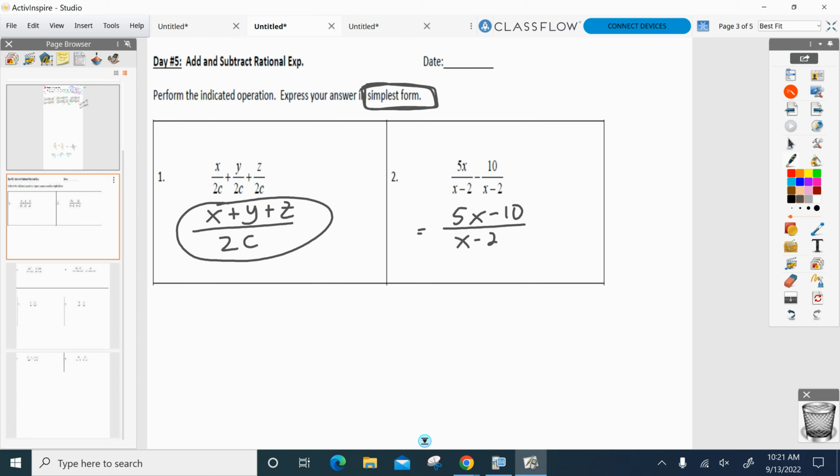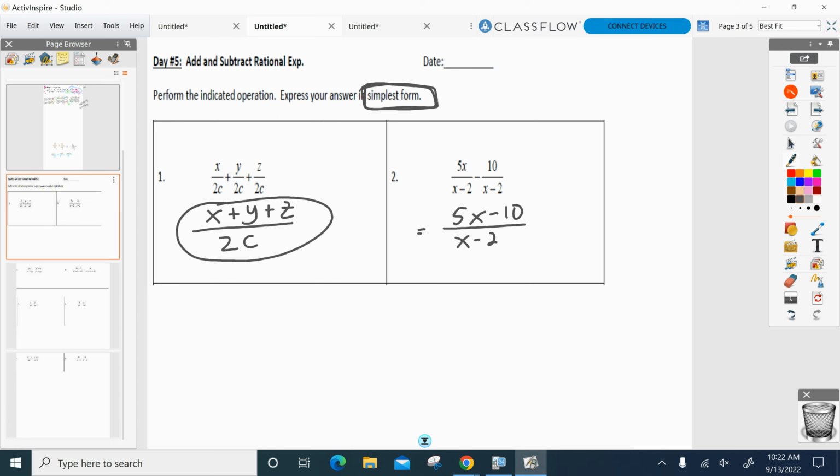Keep going. You wouldn't leave this for me last week. This is not reduced. What can I do? Okay, first thing, if anybody's going to tell me to cross out the 10 and the 2 again, get out of here. If you're going to tell me to cross off the x's, get out of here. What do we got to look to do first before you're allowed to cross anything off? Factor first, then cross out. It's always factor first, then cross out.